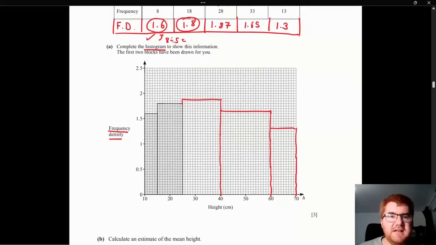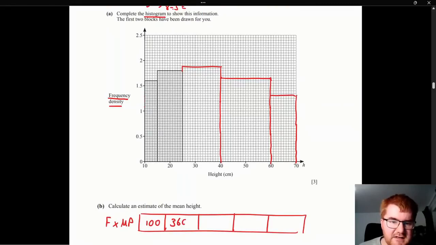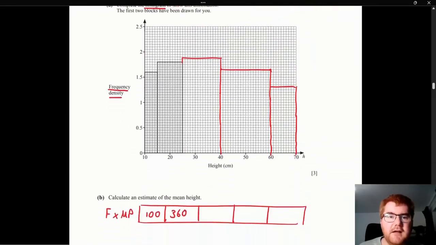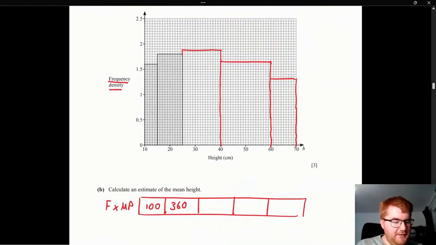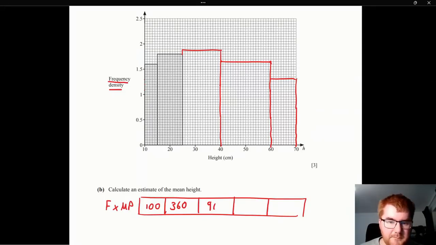Next one, 20 times 18, that's 360. Some of these are nice, easy to work out. That next one isn't so easy. 32.5 times 28, 910.